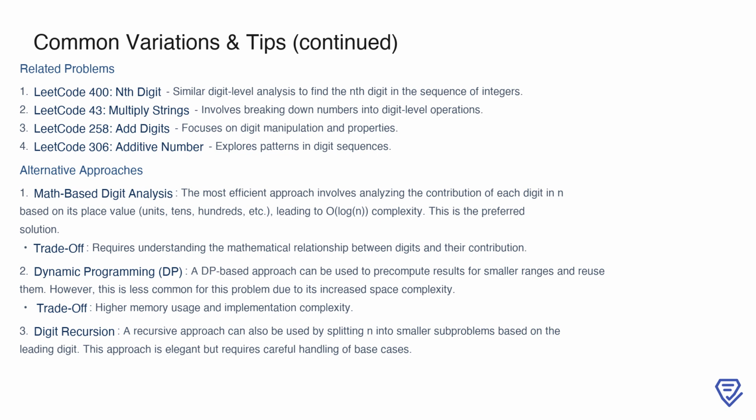Another option is using dynamic programming to pre-compute results for smaller ranges and reuse them later. While this can work, it's less common for this problem due to its higher memory requirements and added complexity. Lastly, digit recursion is an elegant approach that breaks n into smaller subproblems based on the leading digit. While it can be effective, it demands careful handling of base cases to ensure correctness. Each approach has its trade-offs, so understanding their strengths and weaknesses is key to applying the right one for your needs.